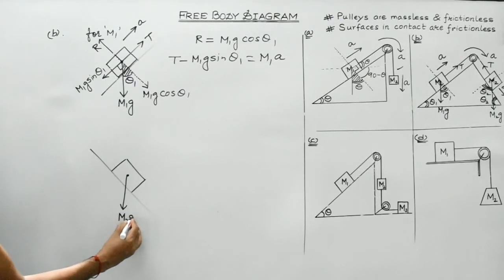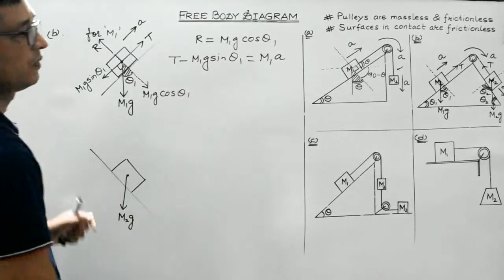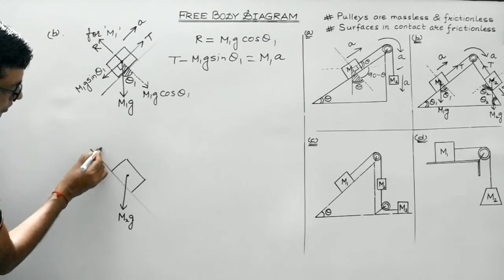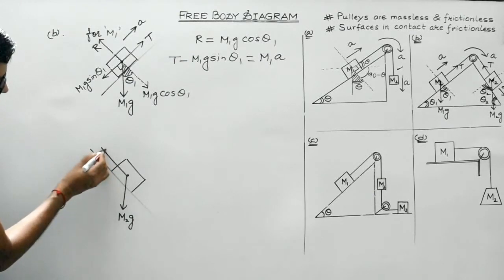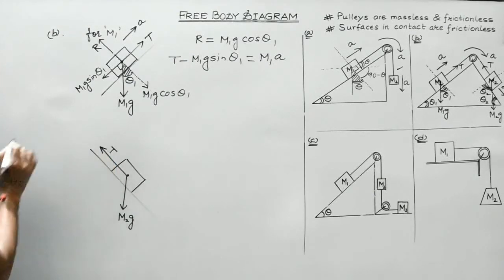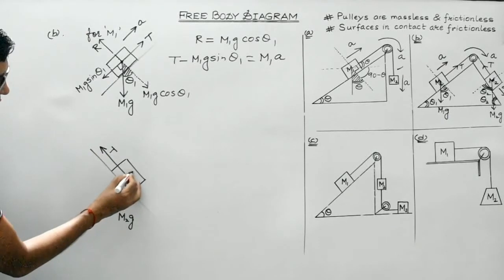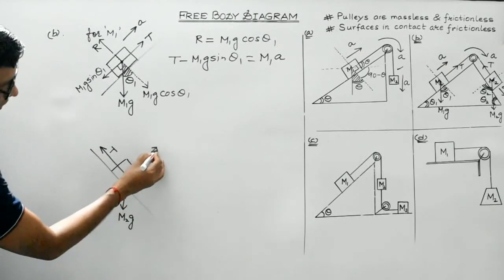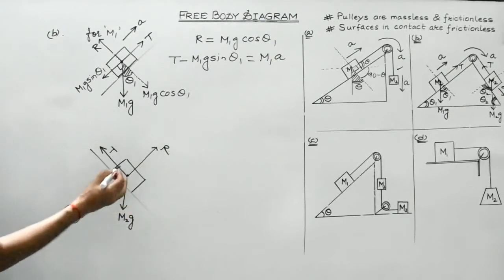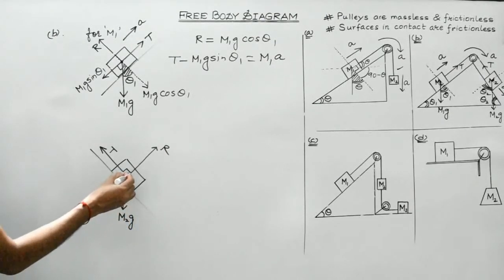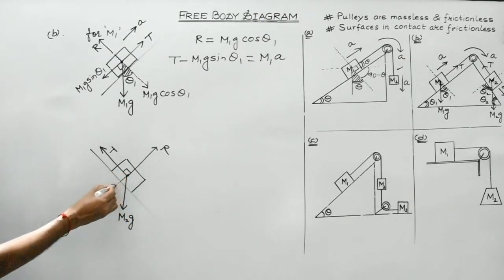Please, students, you have to draw the diagram perfectly. This is the tension. And reaction force always acts perpendicular to the surface over which the body is placed. This is the reaction force, 90 degrees, right? So M2G can be resolved.